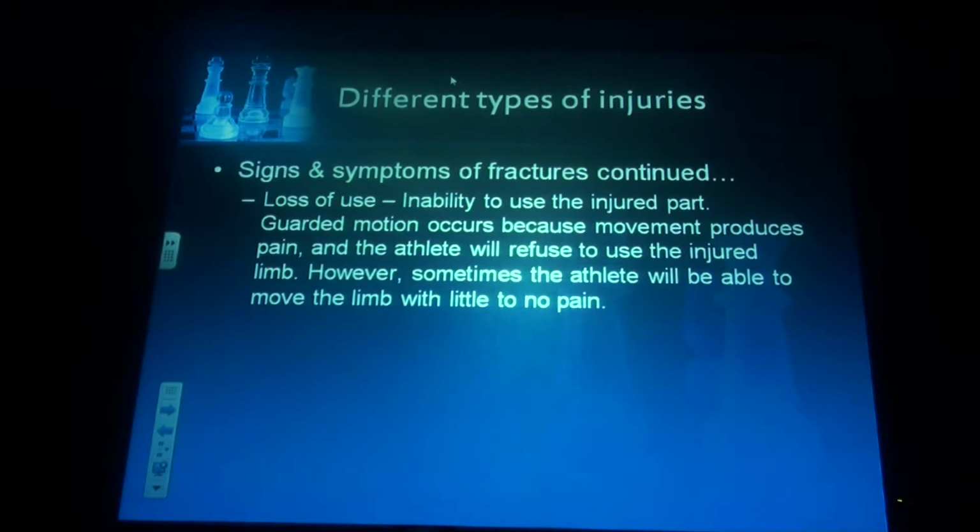They'll have loss of use, the inability to use the injured part. They won't want to use it. They won't want to step on a broken leg. They won't want to use their hand. Guarded motion occurs because movement produces pain. Nobody likes pain, so they want to do the thing that causes the least amount of pain. And the athlete will refuse to use the injured limb. However, sometimes the athlete will be able to move the limb with little or no pain. So sometimes they can move it even though it is broken.